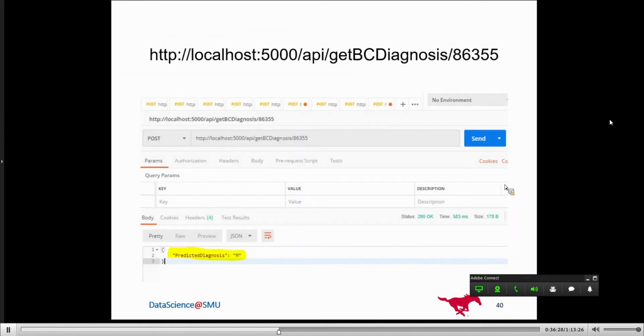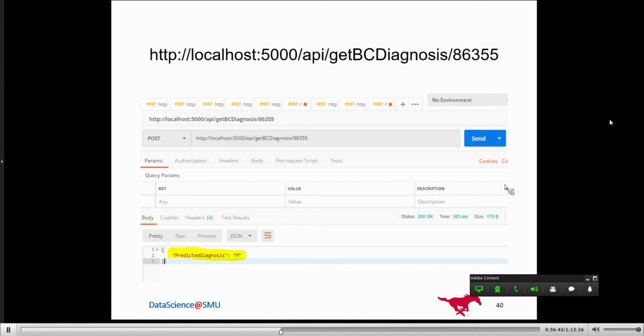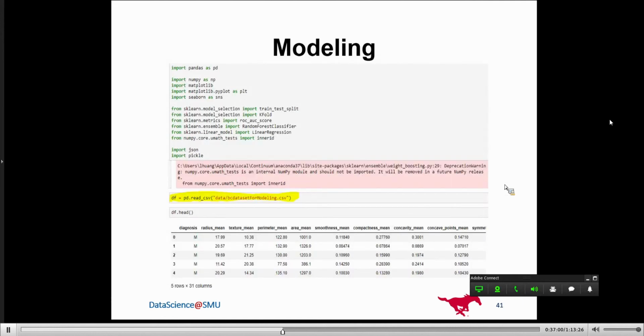This is the request side. The method is POST, and because we're running on our local machine, this is the function get breast cancer diagnosed, and the slash number is the patient ID. You can get the response from the REST service that the predicted diagnosis is M. We were able to do that by providing different patient IDs to get the diagnosis.